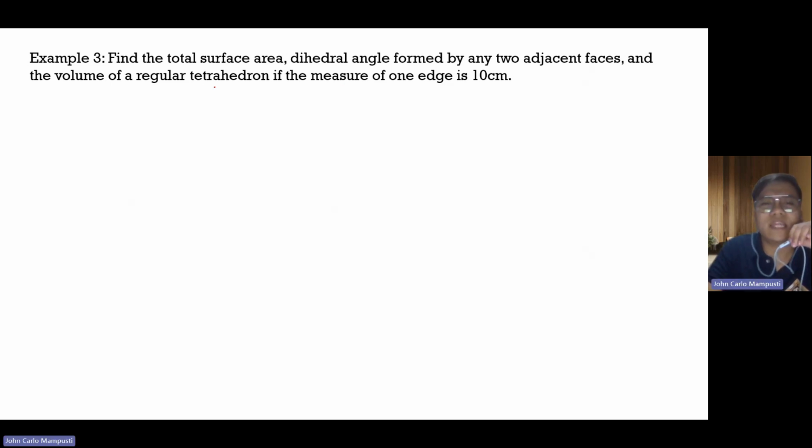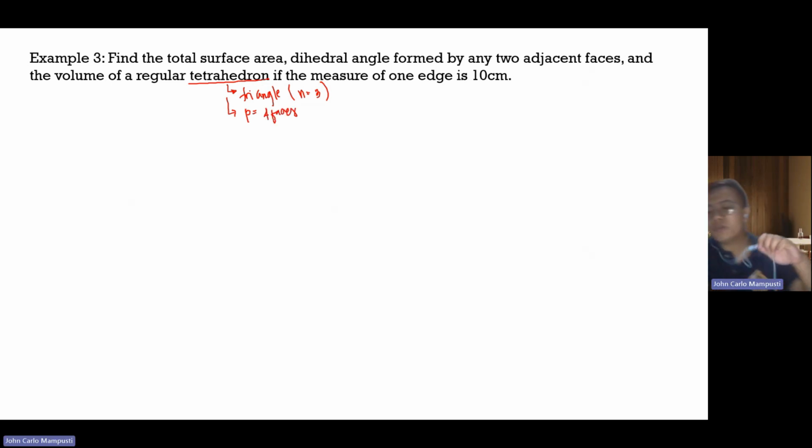So when we say tetrahedron, ano ba kasi ito? Ito yung pyramid with base na triangle. Kapag triangle yan, yung number ng edges or number ng sides natin is 3. At since tetrahedron yan, this is the minimum, number ng faces natin or P is equal to 4 faces. Okay, so pwede na natin kunin yung ating, ano bang unang hinahanap?